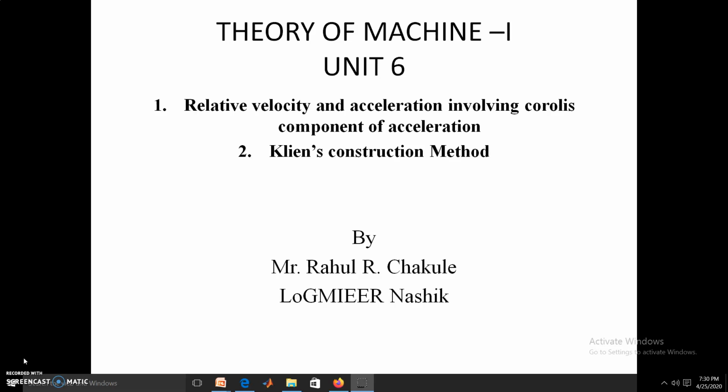In this discussion, we are looking at the Klein's construction method. Unit number 6 has two graphical methods. First, the relative velocity and acceleration involving the Coriolis component, and the second one is Klein's construction method. We have already taken the problems on relative velocity and acceleration involving the Coriolis component. Now, in this presentation, we are looking at Klein's construction method.